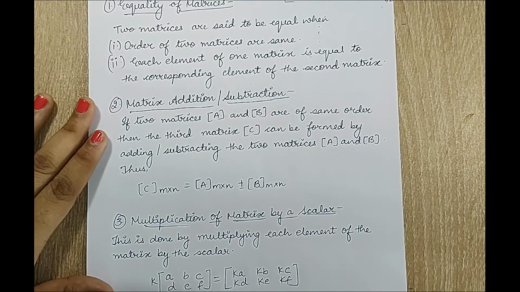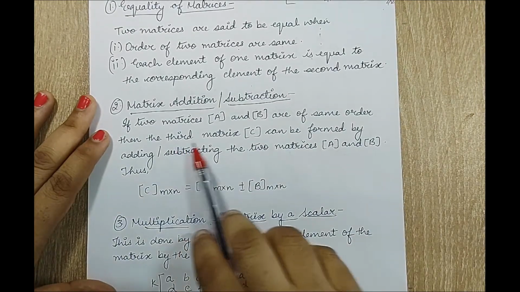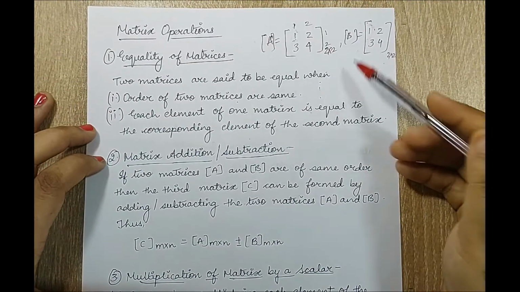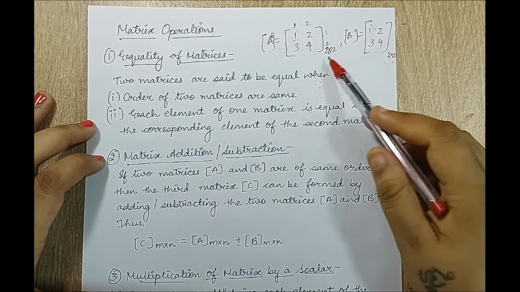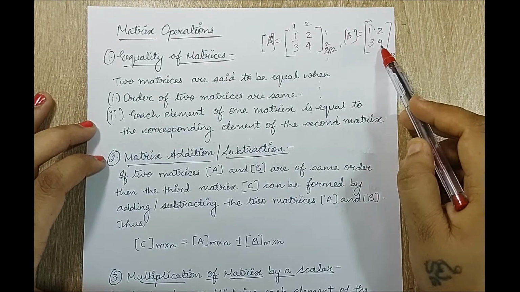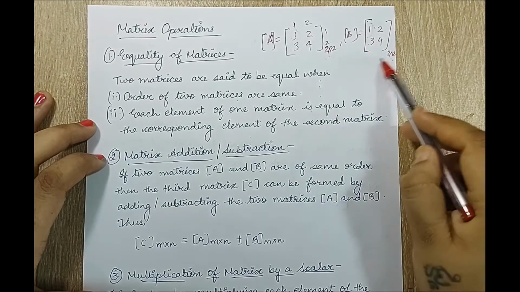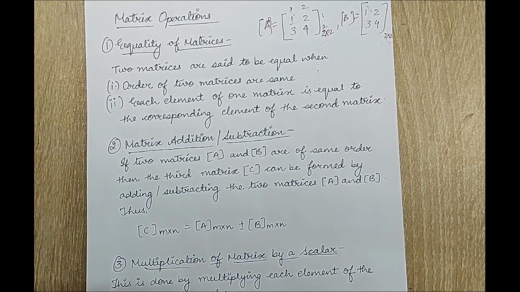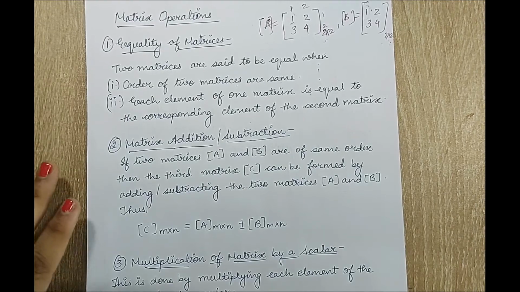Next we have matrix addition or subtraction. You can add two matrices A and B only if they are of the same order. Like I just wrote 2 by 2, 2 by 2. So this order has to be the same. The elements need not be equal in both of them, but they have to be of the same order. Only then can you add or subtract two matrices. I think you have already studied this in mathematics, so I'm not taking up more examples on this.